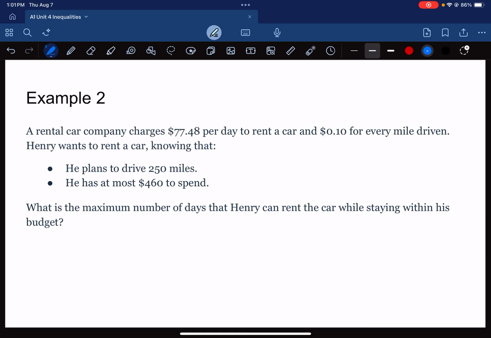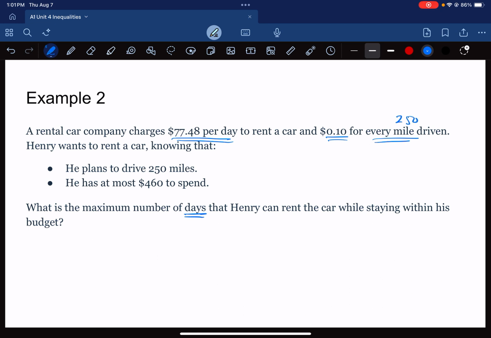So what is it that we don't know about? We don't know the number of days. The company's going to charge us $77.48 per day to rent a car and 10 cents for every mile. We know the miles.